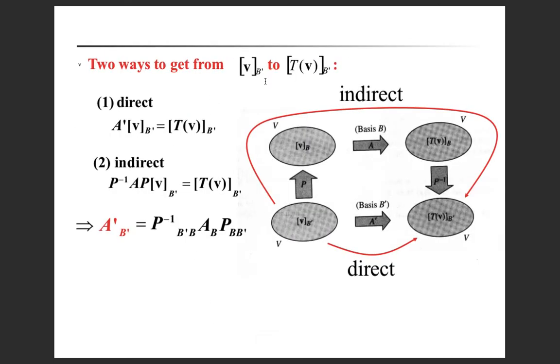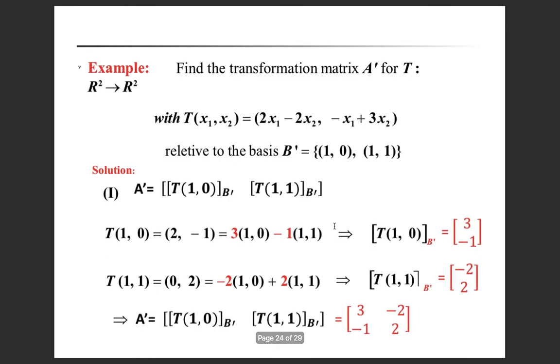Now there are two ways to get [T(V)]B' from [T(V)]B. One is by direct calculation: A'[V]B' is equal to [T(V)]B'. The second is by indirect calculation, by calculating P inverse A P [V]B', which is equal to [T(V)]B'. Therefore A' is equal to P inverse A P. So we will demonstrate all this by means of an example.